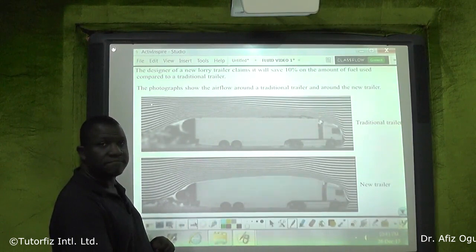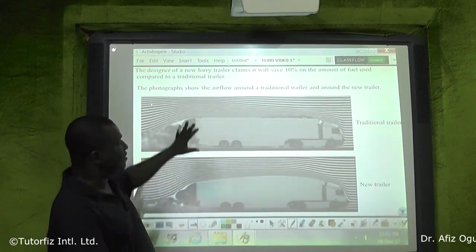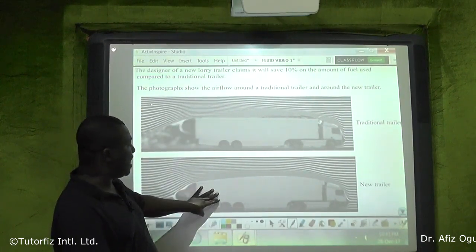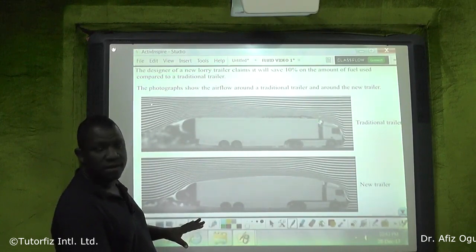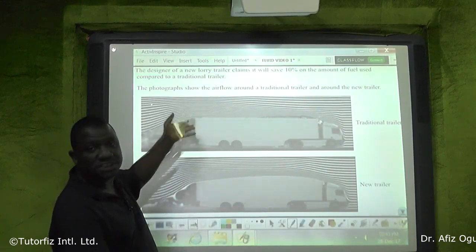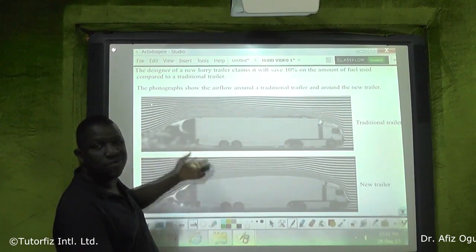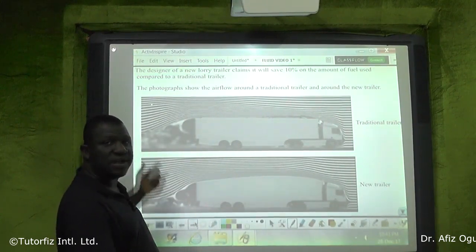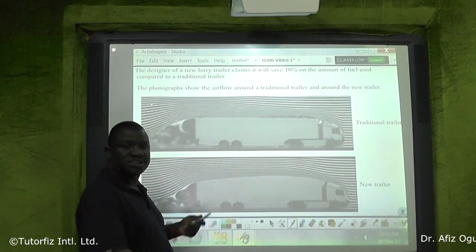Just from the diagram, you now know that the traditional trailer is not as streamlined as the new trailer. And if it is not as streamlined, that means it has more sharp angles. If it has more sharp angles, that means after the sharp angle, as liquid flows past the sharp angle, there will be turbulence after. The sharper the angle, the more the turbulence.